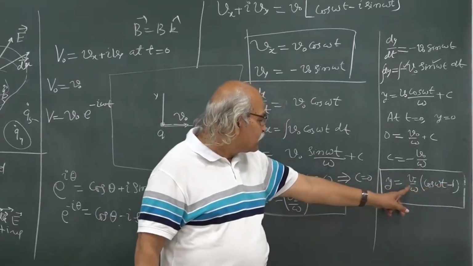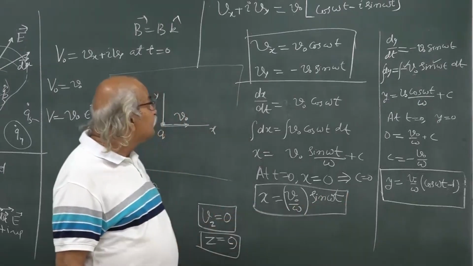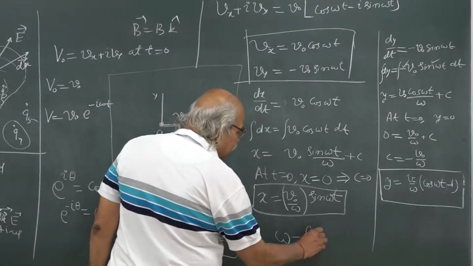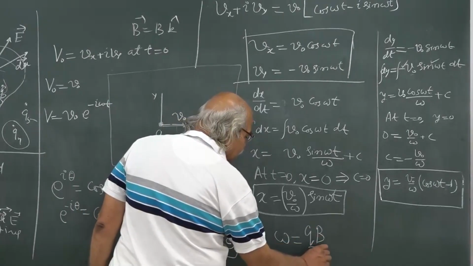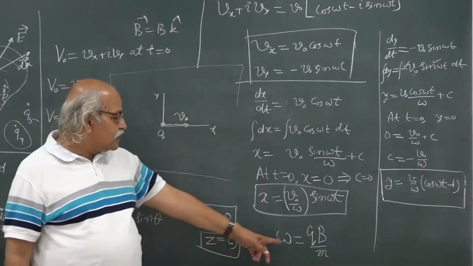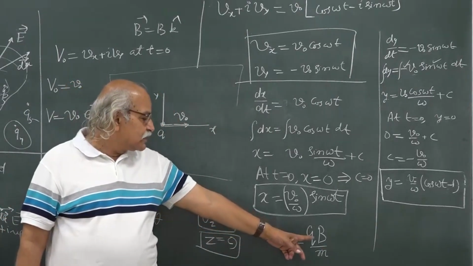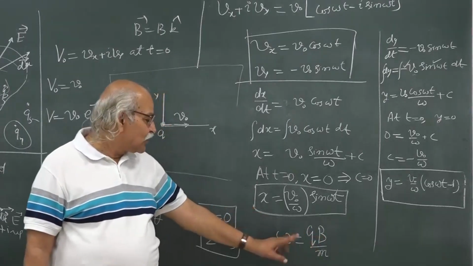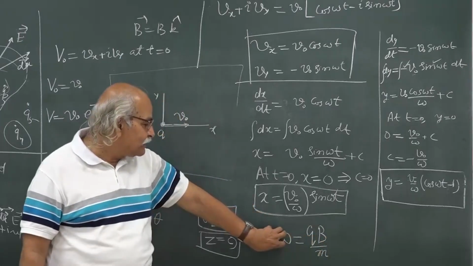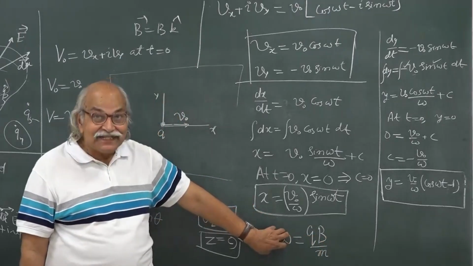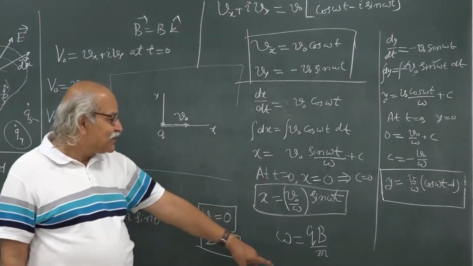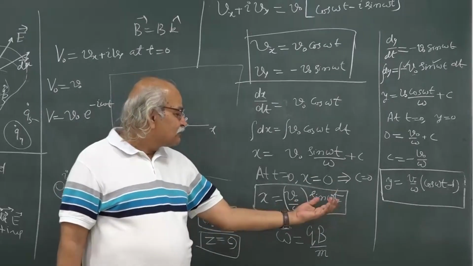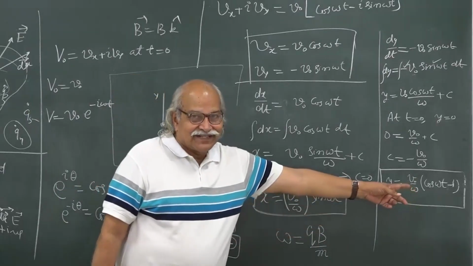What is this omega here? This omega is q B by m. The charged particle, the charge is q, its mass is m, and B is the magnitude of the magnetic field. So this quantity is named as omega. And it is a very appropriate symbol, because if I call this omega, then your x and y come out as something like sin omega t and cos omega t.